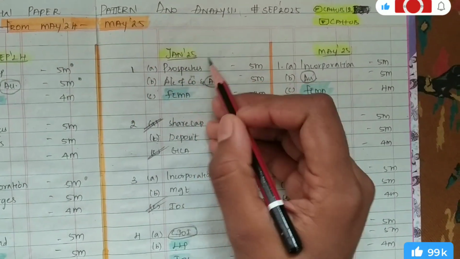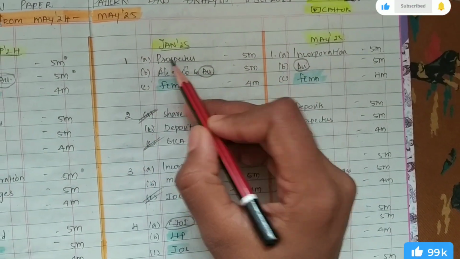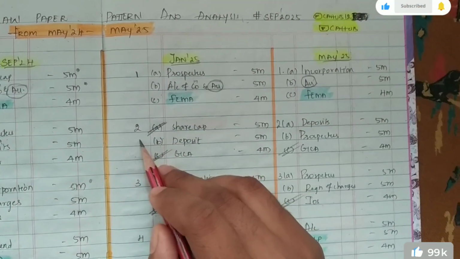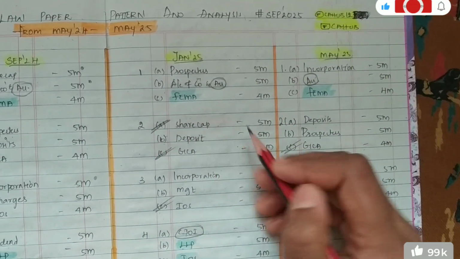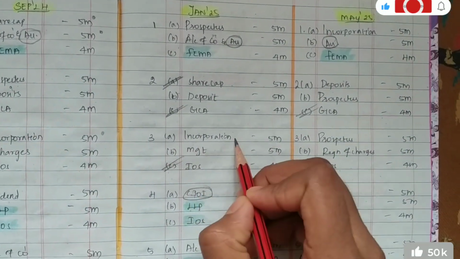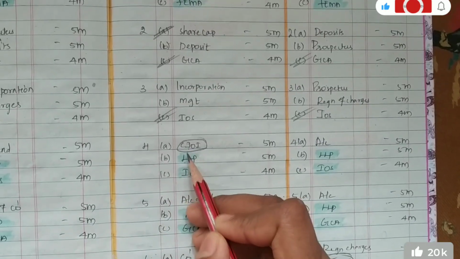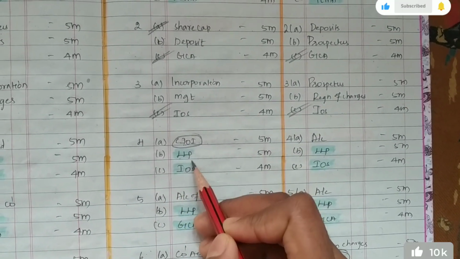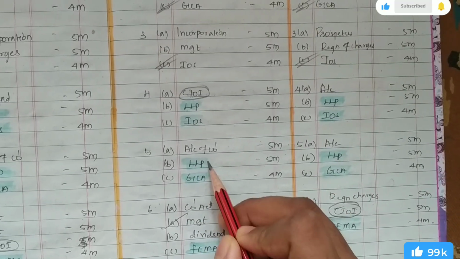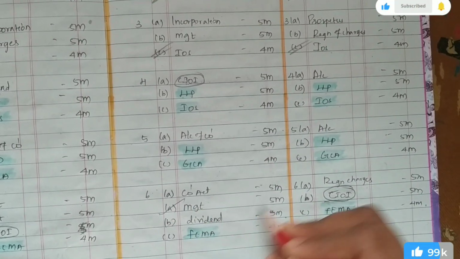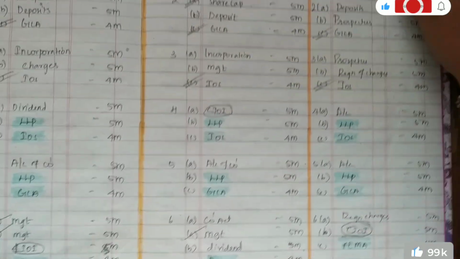And in the January 25 attempt, they have asked the first question from prospectus for 5 marks, accounts of company and auditors for 5 marks, FEMA for 4 marks. Second question: share capital for 5 marks, deposits for 5 marks, GCA for 4 marks. And the third question, they have asked about incorporation, management, IOS for 4 marks. Fourth question: companies incorporated outside India, LLP, IOS for 4 marks. Fifth question is from accounts of company, LLP, GCA for 4 marks. Sixth question: Companies Act management, dividend, FEMA for 4 marks.